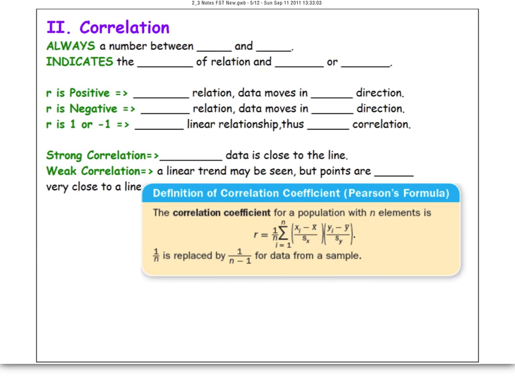For learning objectives C and D, we're going to talk about how to estimate correlation for the regression line, where to get it on the calculator, and what it actually means. Correlation is always a number between -1 and 1. It indicates two things: the direction of the relation, and the strength or magnitude.